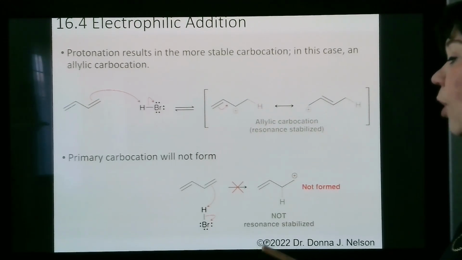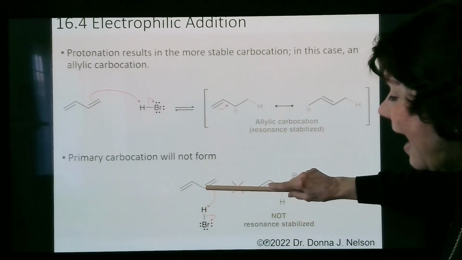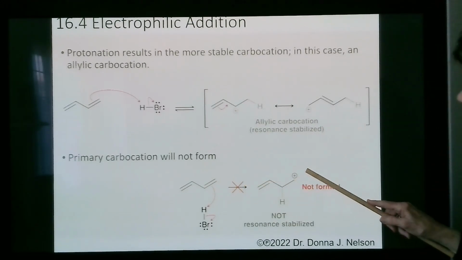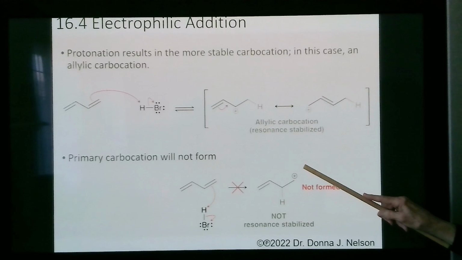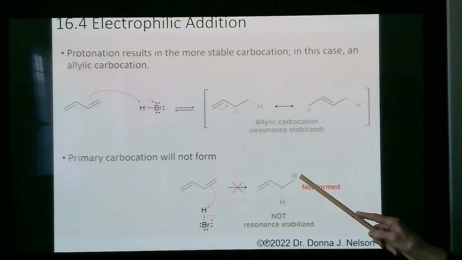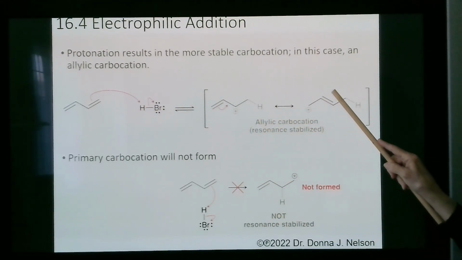The primary carbocation, in other words, the proton adding at this end of the double bond to give you just the primary carbocation, which is not resonance stabilized, does not happen. This does not happen. This does.